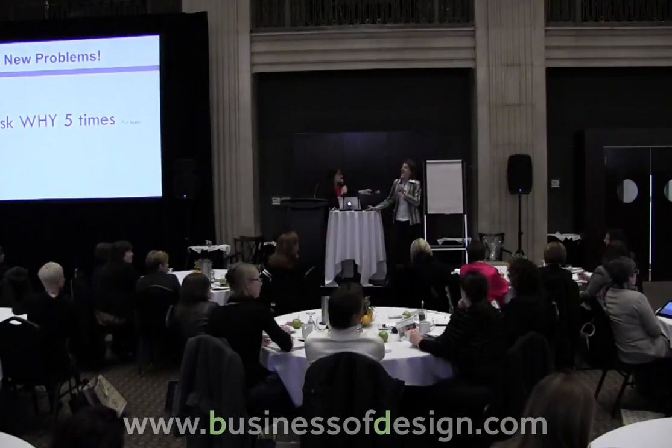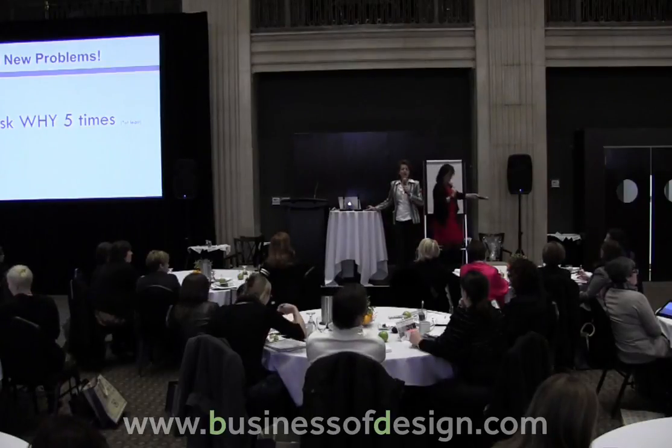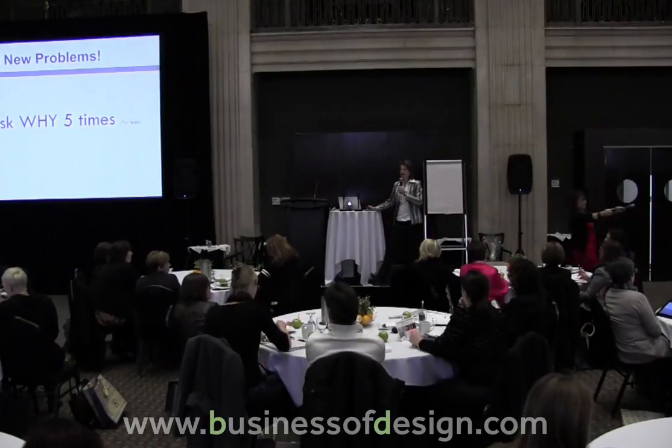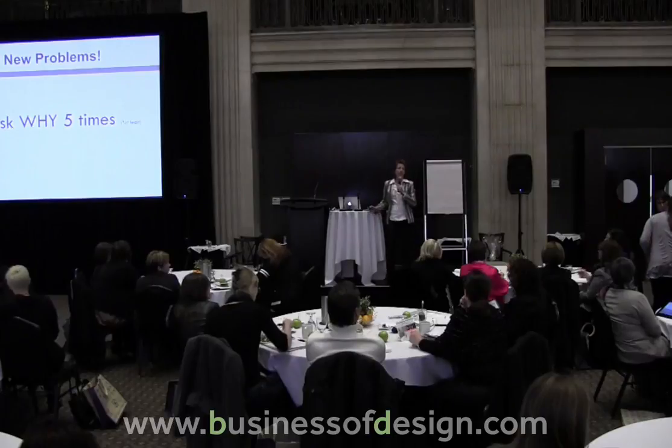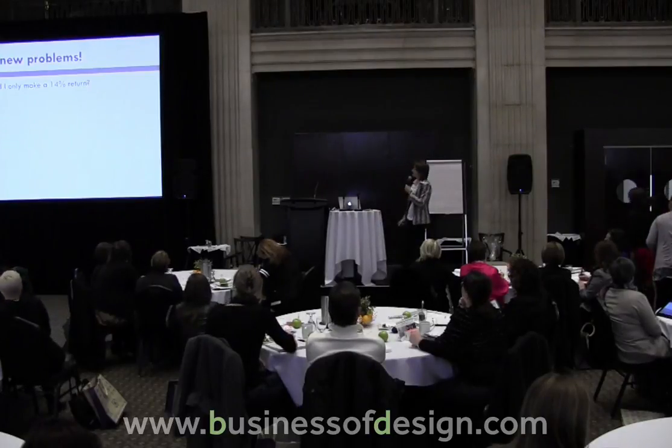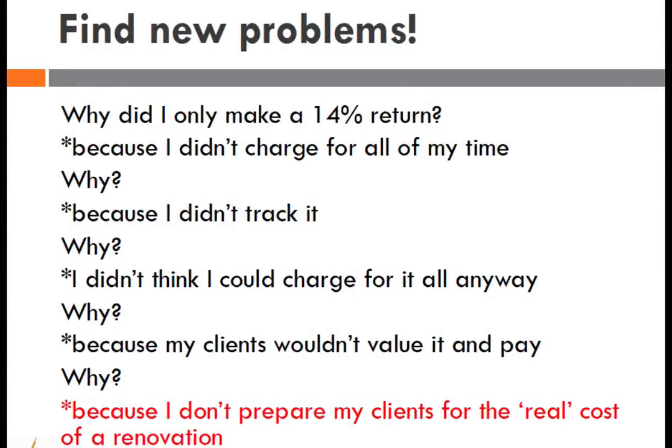Really? Seriously? The P&L is about finding new problems in your business. So wherever you see something off, you want to ask what I call the 5 whys. Let me show you how this works. Why did I only make a 14% return? Because I didn't charge for all my time. Why didn't you charge for all your time? Because I didn't track it. Why didn't you track it? Because I didn't think I could charge for it anyway. You just didn't value it, right? Looking at your P&L, I can see I just didn't value my time.